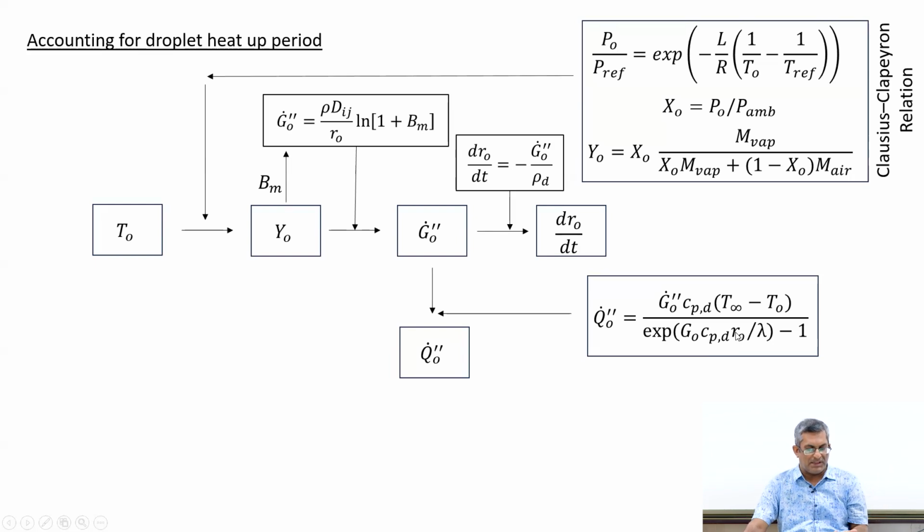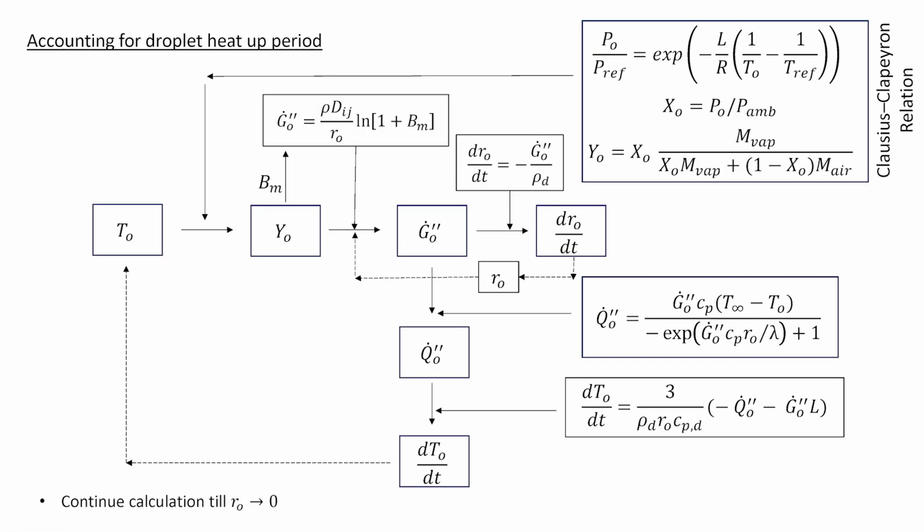So let us say you start with 25. Depending on the time step that you are choosing, you can update the value of T naught. But in the meantime, do you update the particle size also? The answer is yes, because the droplet is shrinking now. So you can update the particle size here before you calculate G naught. And you continue this till your particle size is close to 0.